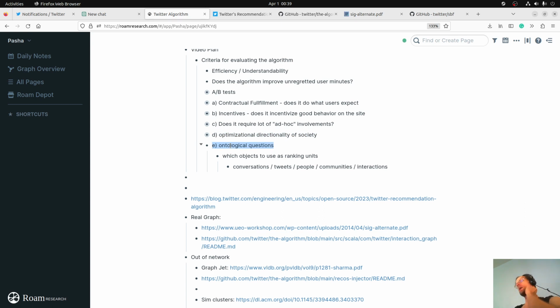Okay, and then there's also a question of ranking: what are you ranking? Tweets are being ranked. Is that the right thing? Like, do you want to rank conversations? Do you want to rank people? Do you want to rank communities?